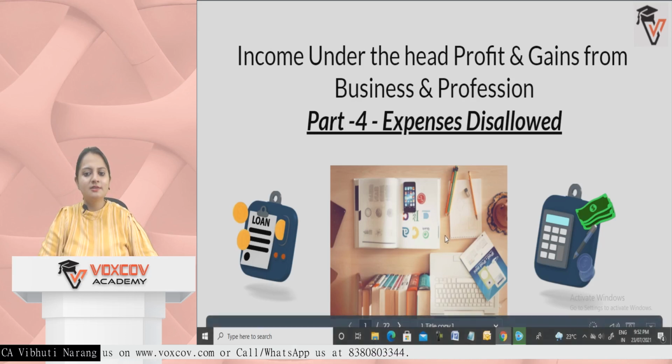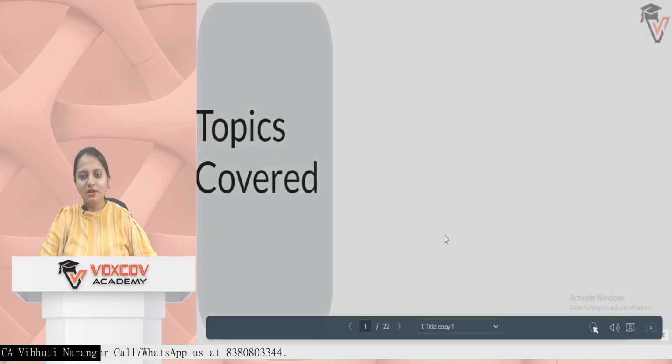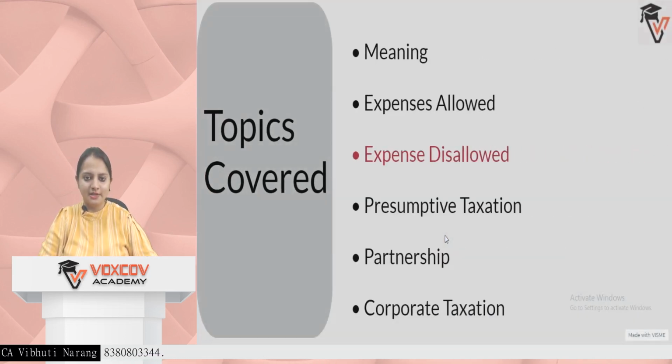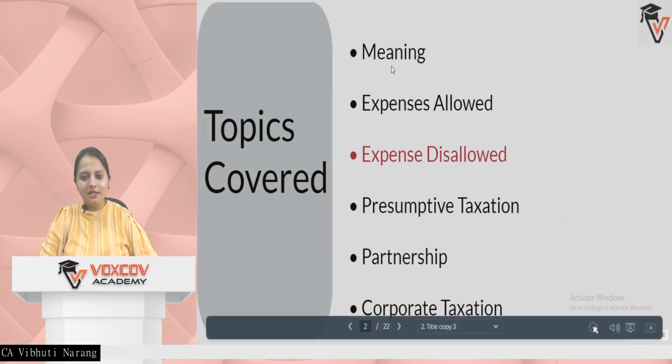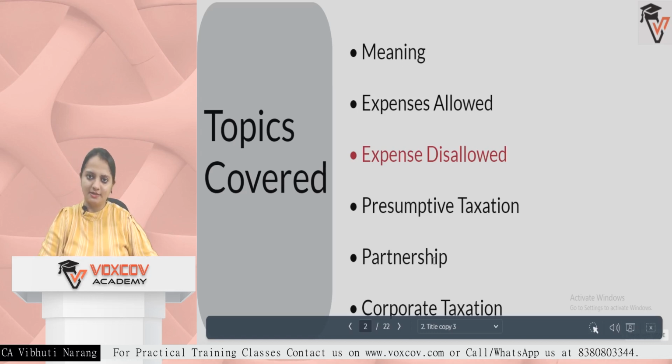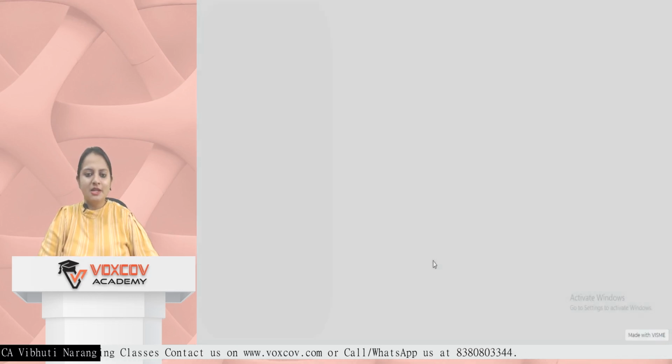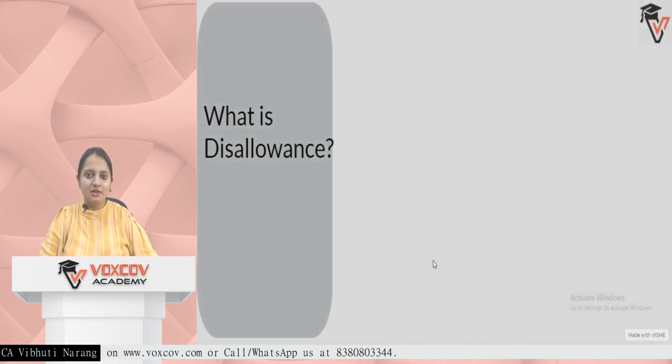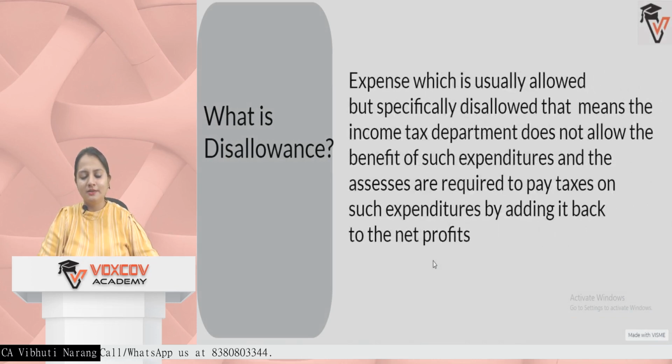If I broadly discuss the topics which I was covering till date under this head, we have done the expenses which are allowed. Now we are doing expenses disallowed, and parts 5, 6, 7 will respectively be covering presumptive taxation, partnership and corporate taxation. Before starting with the relevant sections under this head, we need to understand when an expense is disallowed.